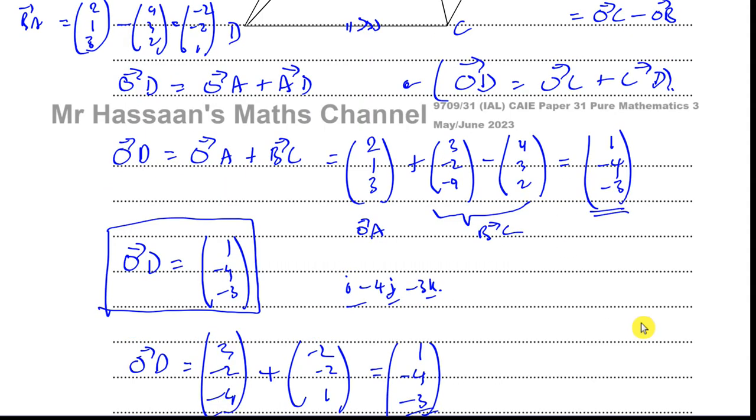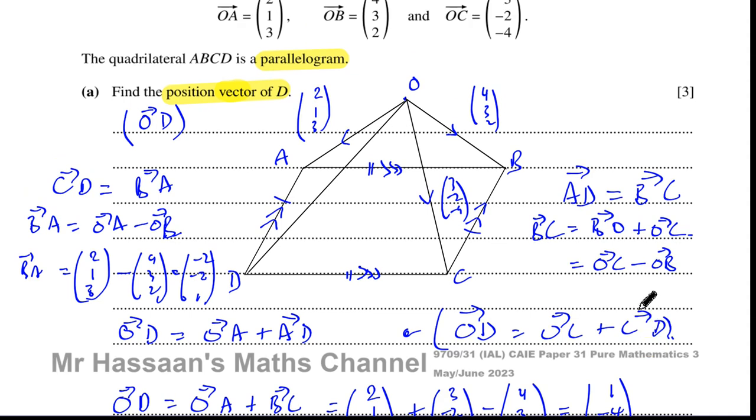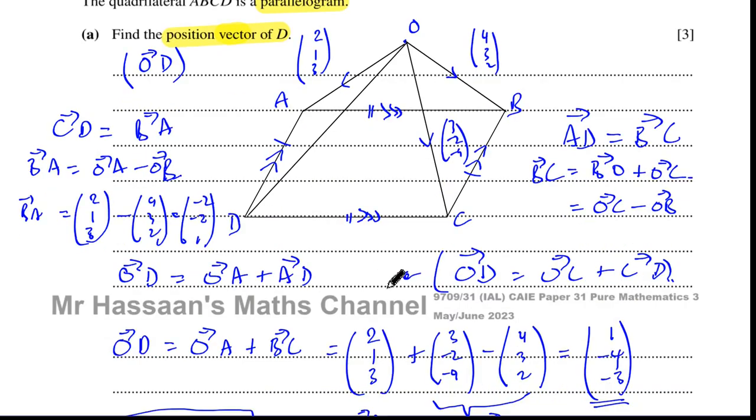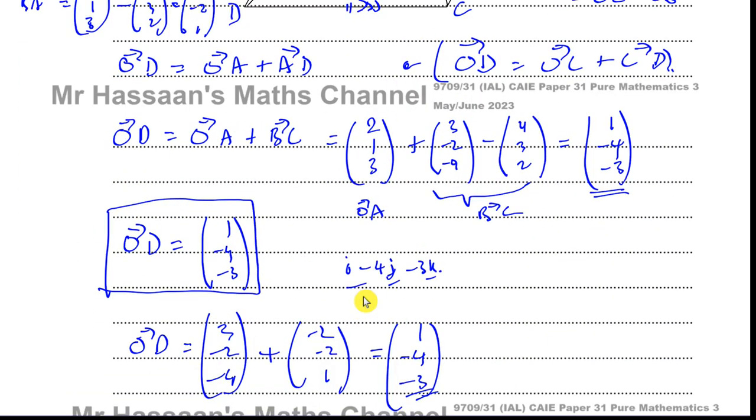So it doesn't matter which way you do it, you get the same answer. You can go from O to A and then A to D, and A to D is the same as B to C, or you can go from O to C and then from C to D, and B to A is the same as C to D, and you get your answer. So there's the answer to part A.